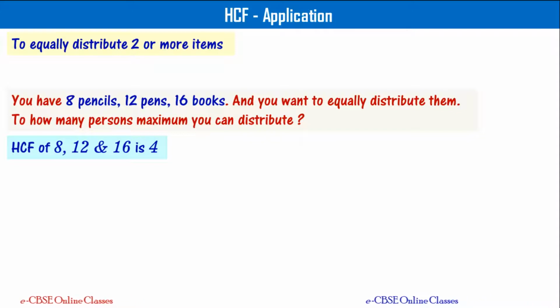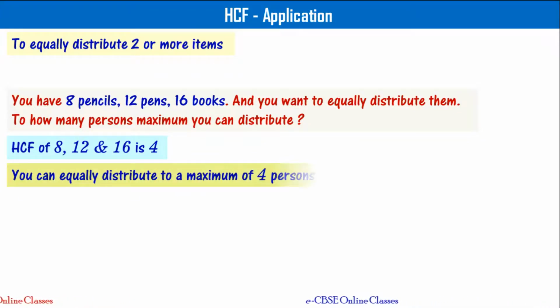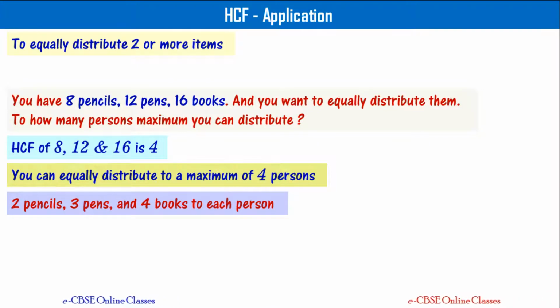If HCF of these three numbers is 4, it means that you can equally distribute the items you have to a maximum of 4 persons. It means for each person you will be giving 2 pencils, 3 pens, and 4 books. And you will find many more applications of HCF, but I'm not going to discuss all that here.